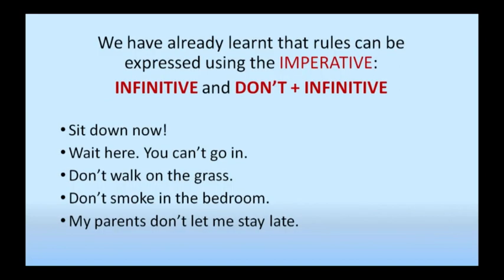We have already learned that rules can be expressed using the imperative. The imperative in English is formed by the infinitive of the verb or don't plus infinitive. Examples are: sit down now, wait here, you can't go in, don't walk on the grass, don't smoke in the bedroom, and my parents don't let me stay late.